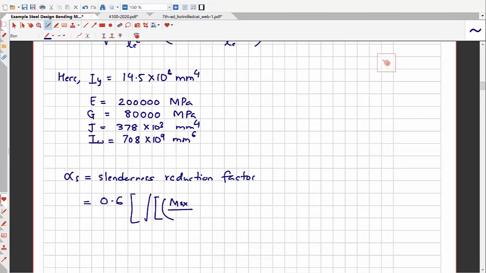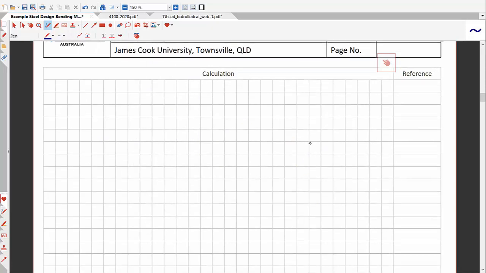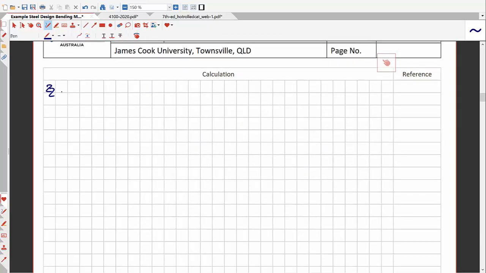M_sx is the nominal section moment capacity. M naught is the reference moment that we just calculated. So if you plug in the values, we get alpha S as 0.584 here. So we now have the slenderness reduction factor. The next thing that we need to find is alpha M, which is the moment modification factor.